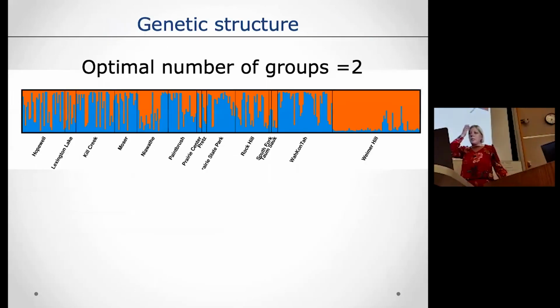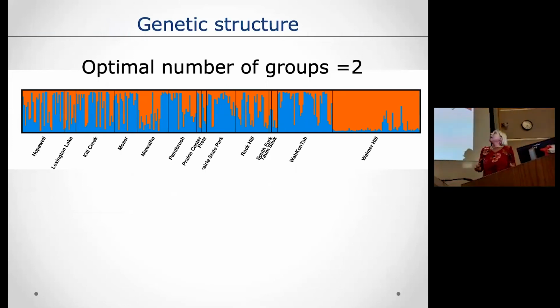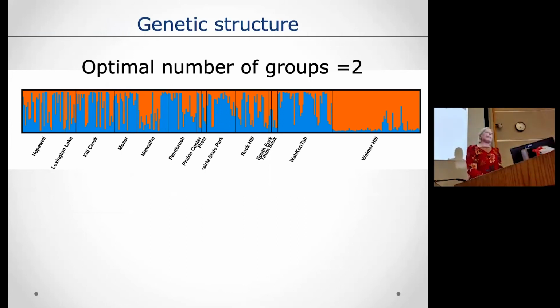And when we looked at the genetic structure, once again, this is a structure diagram. Each one of these lines represents an individual and the colors represent genetic groups. And what we found is that there's virtually no genetic structure.